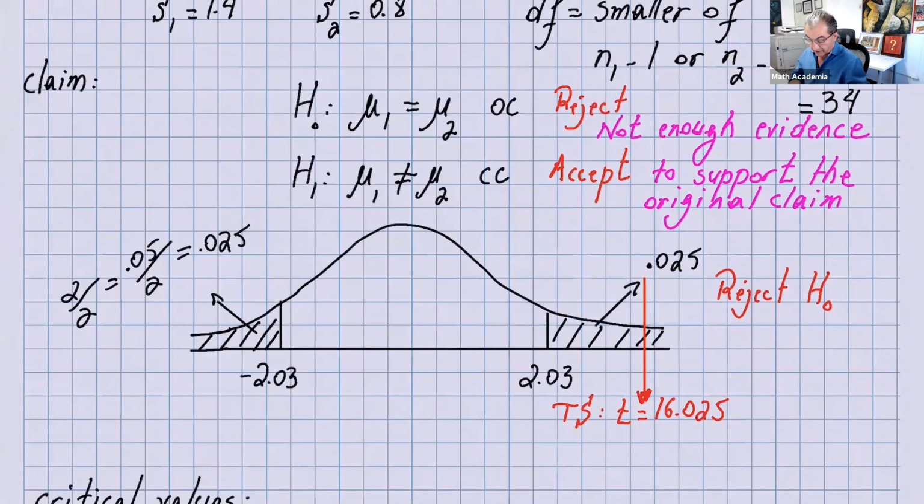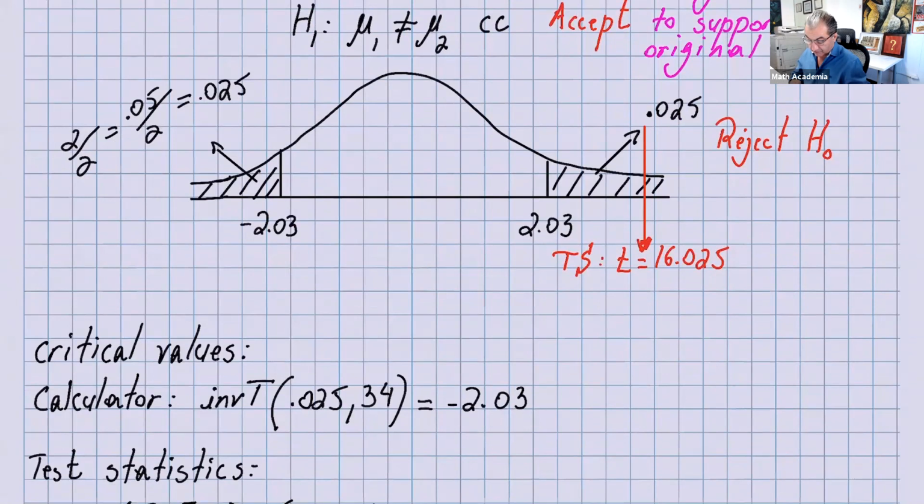So to find the critical value, that's a t-test. So you go to inverse t, 0.025. To tell, you have to divide it by 2. Degrees of freedom 34, you get negative 2.03. It's right here. And on the other side, of course, is going to be positive 2.03.